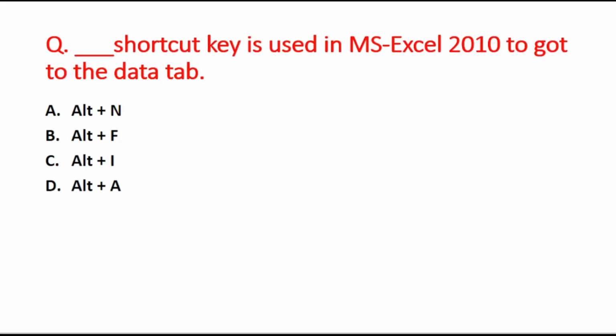Next is blank shortcut key is used in MS Excel 2010 to go to the data tab. A option is Alt plus N, B option is Alt plus F, C option is Alt plus I, and D option is Alt plus A shortcut key. So to go to the data tab in Excel, the shortcut key is Alt plus A. So option D is the right answer.